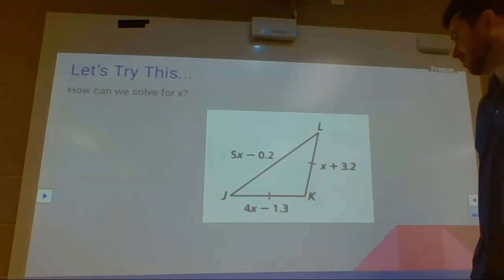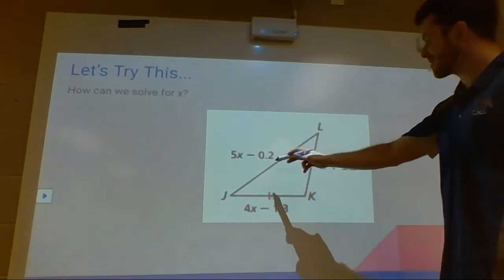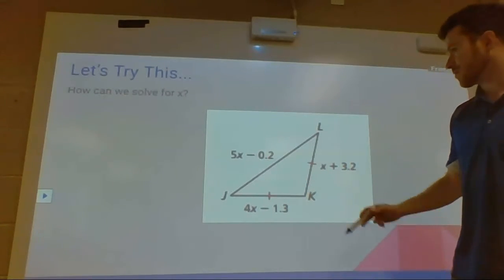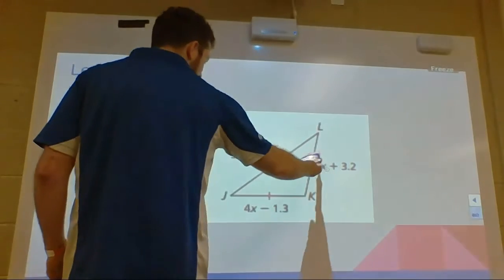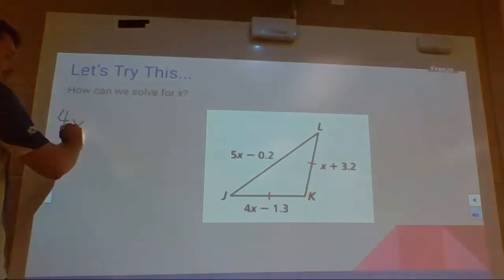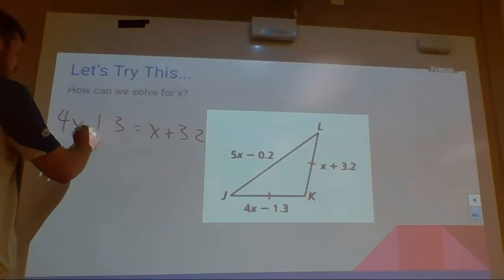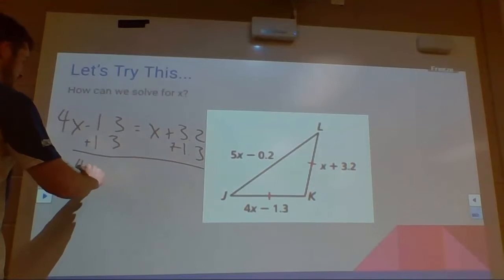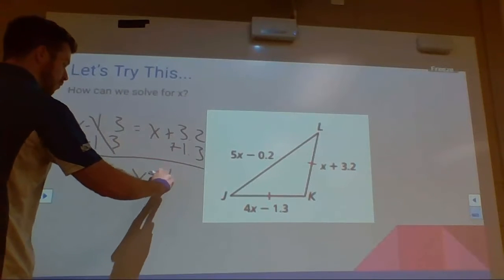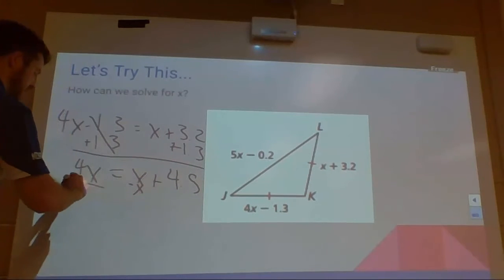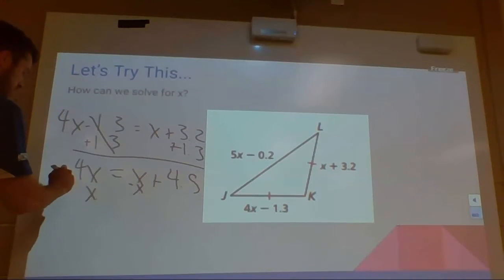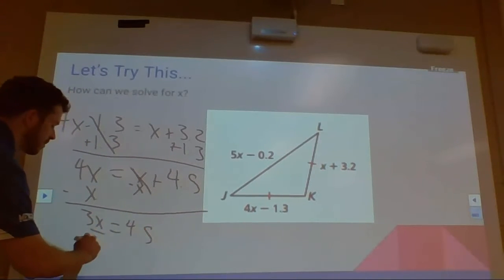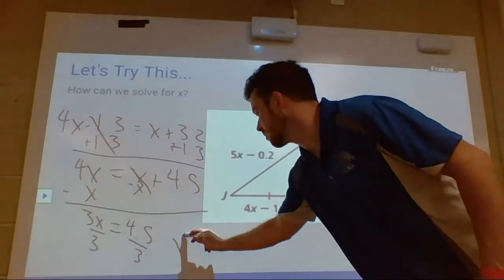All right, now let's try a tougher problem. We want to solve for x in this figure. Well, I see that this is an isosceles triangle, so the two side lengths are congruent. So to find x, I can just set these congruent side lengths equal to each other and solve for x. I will add 1.3 on both sides, and I'll get 4x equals x plus 4.5. Subtract x on both sides, and we get 3x equals 4.5. Divide both sides by 3. We will get x equals 1.5.